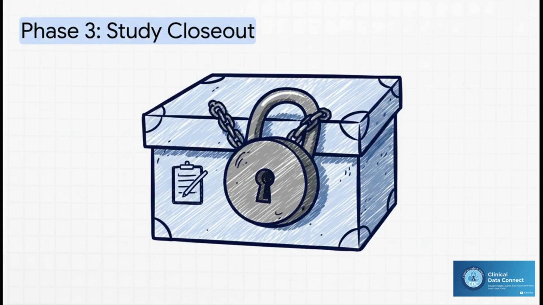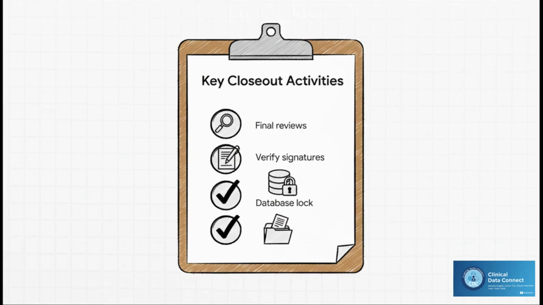And finally, we arrive at the finish line, study closeout. This is the phase where we finalize the entire data set, lock it down so it can't be changed, and get it ready for final analysis and secure storage. The DMP acts as the final checklist here. The team does one last round of data reviews and checks all the signatures. And then comes the big moment, the database lock. This is the point of no return where no more changes can be made. After that, all the data and study documents are securely archived exactly as planned, preserving the integrity of that trial for decades to come.